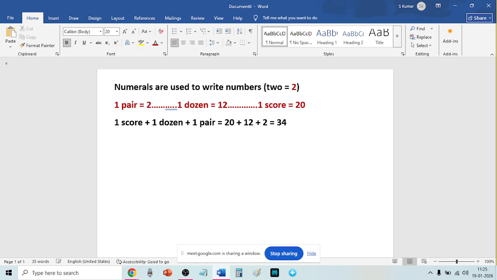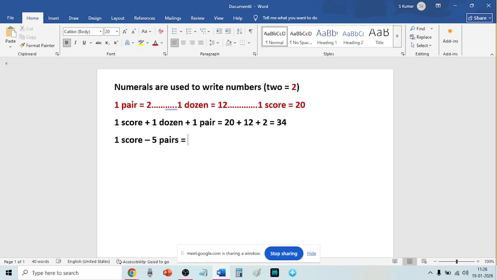So one score minus 5 pairs. One score minus 5 pairs. What will I write for one score? In place of one score, I have to write something. Will I write 2 or 12, or what number will I write for one score?